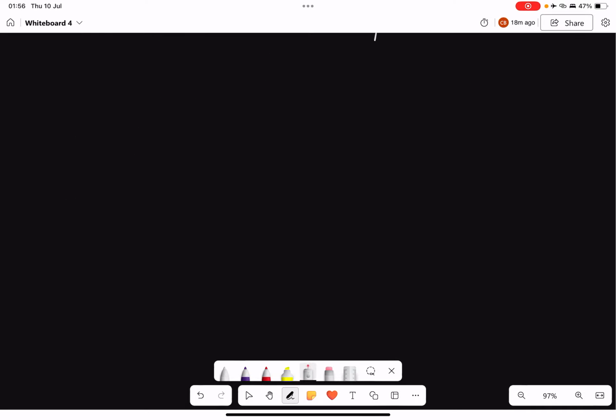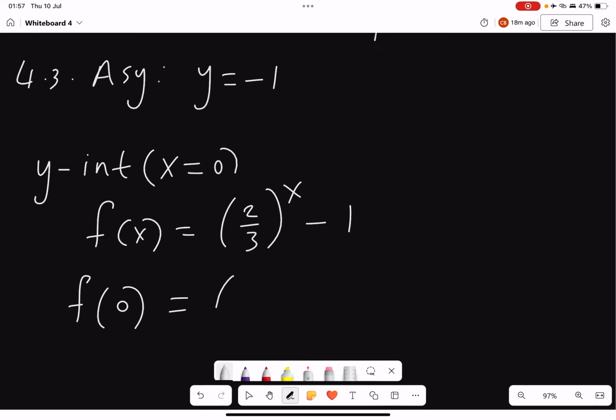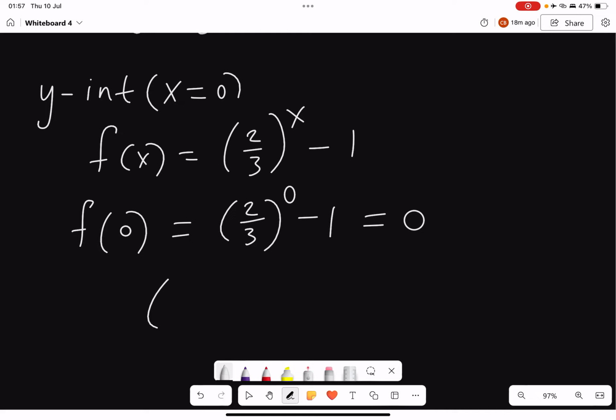Right, now let's go to 4.3. On 4.3, they want us to sketch the graph of f. We'll have to show intercepts and asymptotes. So for 4.3, sketching, we need to show the horizontal asymptote. Its equation is y equals -1. Now let's do the y-intercept. Remember, x must be 0. So f of x is basically (2/3) to the power x minus 1. So we're looking for f at 0, which is (2/3) to the power 0 minus 1, which is 0. So we have the point (0, 0).